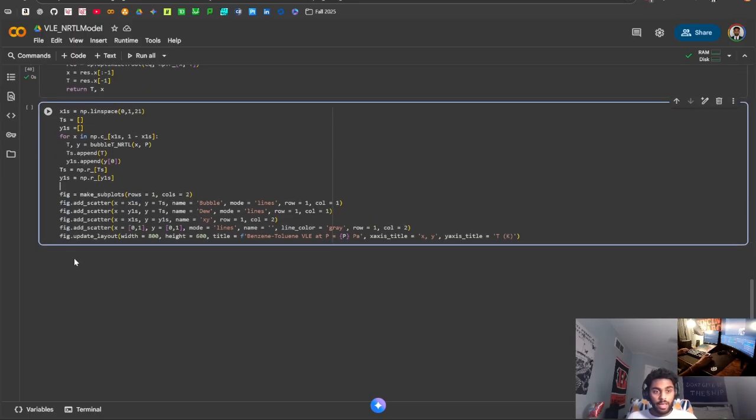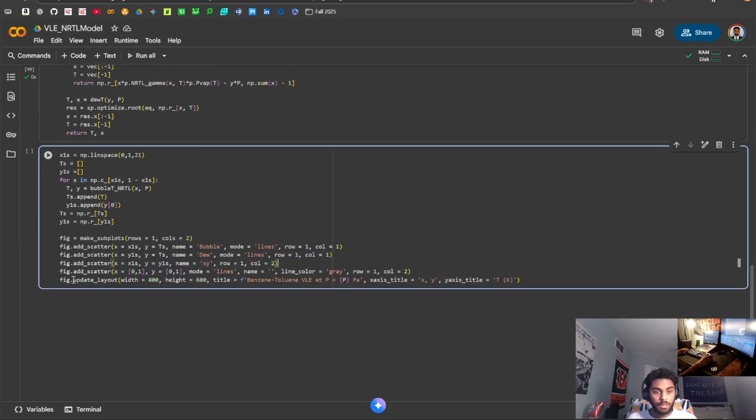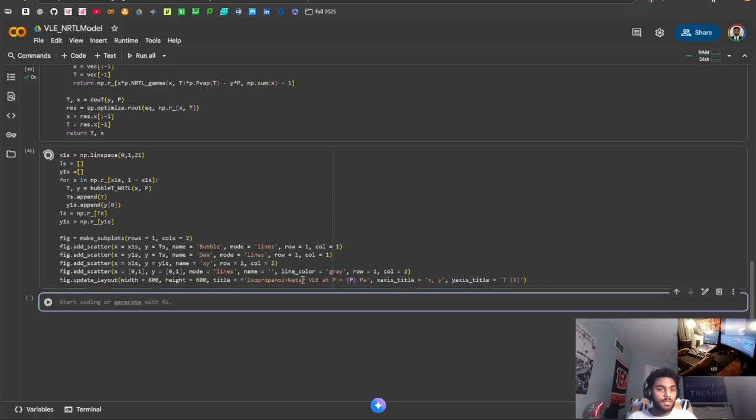So we have a make subplots here. We have our bubble, we have our dew, and then this one here is just an XY diagram that we have. And so I think the rest of this should be good, except now we have isopropanol and water. Let's run it. Let's see what it gives us.